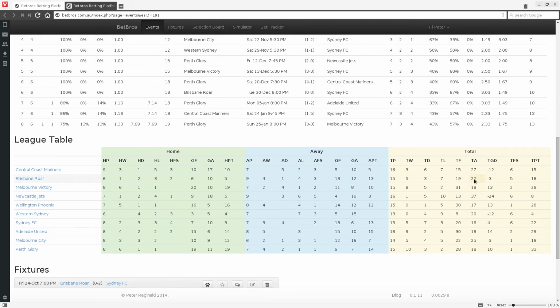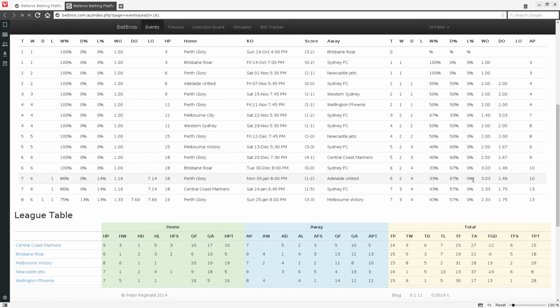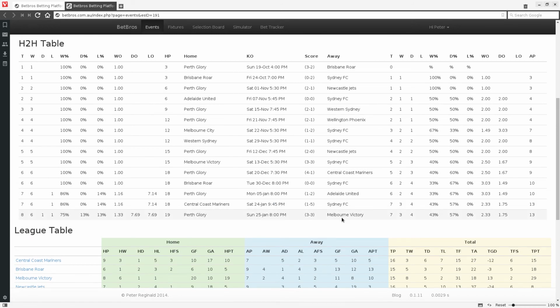What else can we look at to help us? Sydney FC, they have a draw percentage away of 57%. That's their highest statistic, 57% to draw away. And so as a result, their minimum odds is 1.75 away.